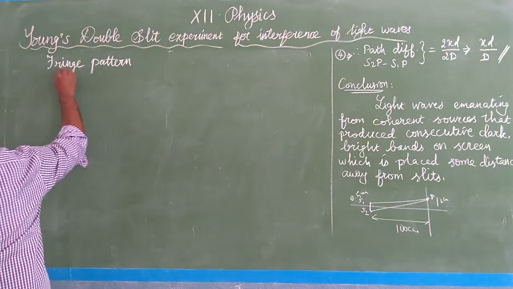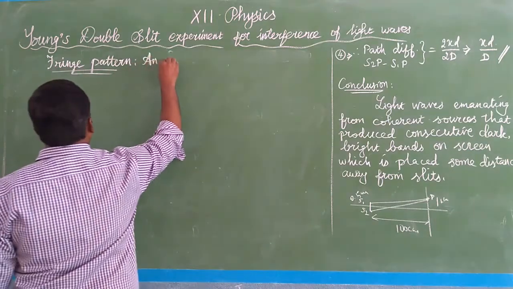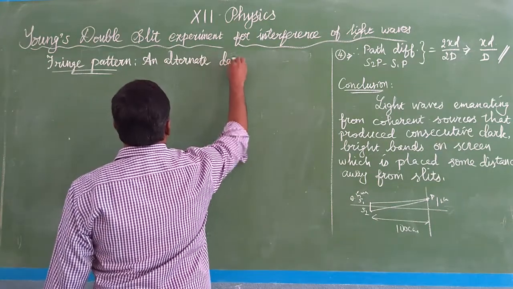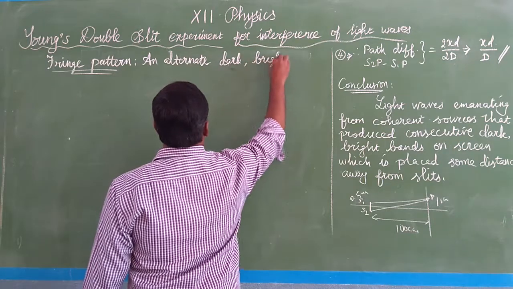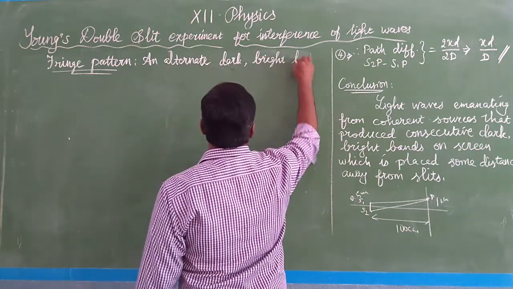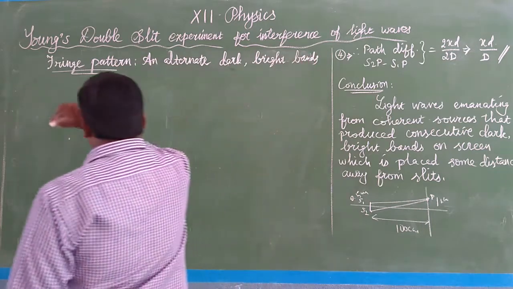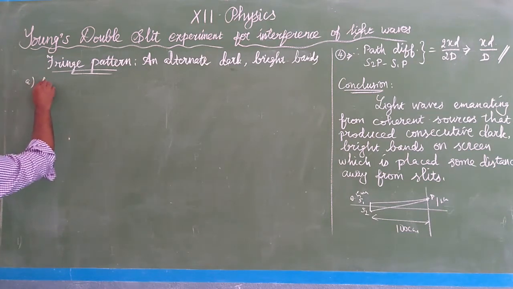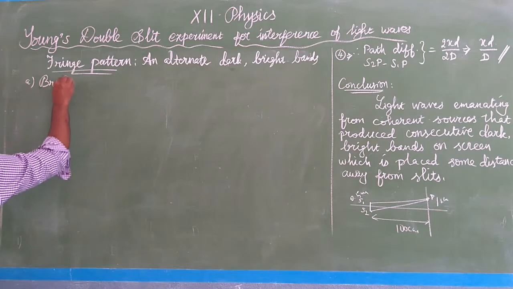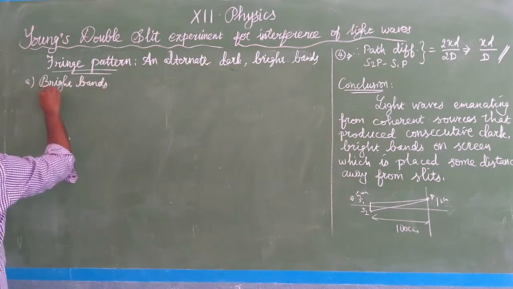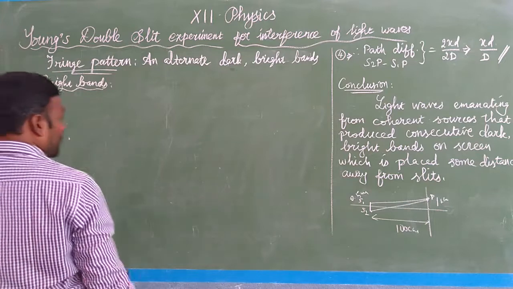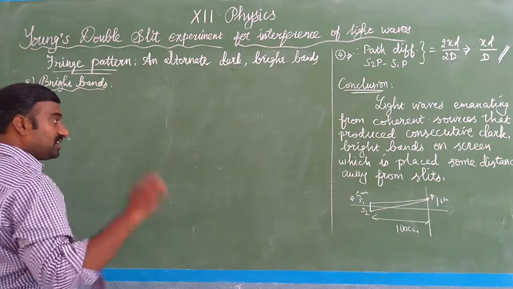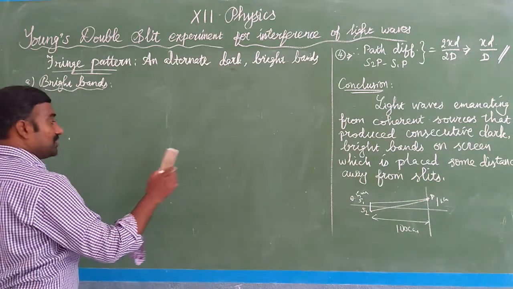Fringe pattern is nothing but alternate dark bands and bright bands. Okay, so first we are going to see the bright band. To get the bright bands, the interference must be constructive interference. If we need bright lines, what must be there? Crest to crest or trough to trough must be formed.